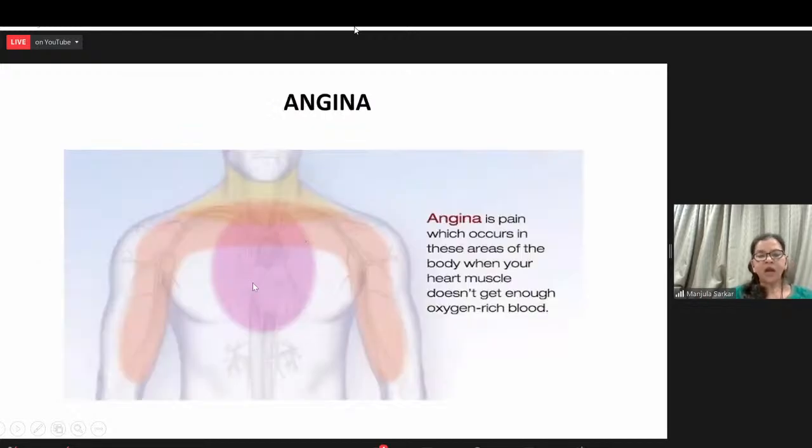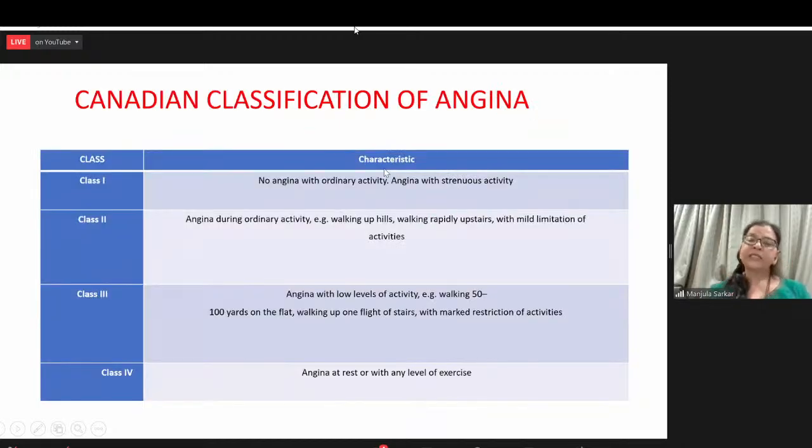Now, this is the picture showing where the angina pectoris or myocardial infarction pain occurs: heart, right and left shoulder. Now, the Canadian classification of angina is the most popular classification which everybody tries to follow. Class 1 to class 4. Class 1, no angina with ordinary activity. Class 2, with a little bit of activity. Class 3 is small activity, and class 4 is even at rest.